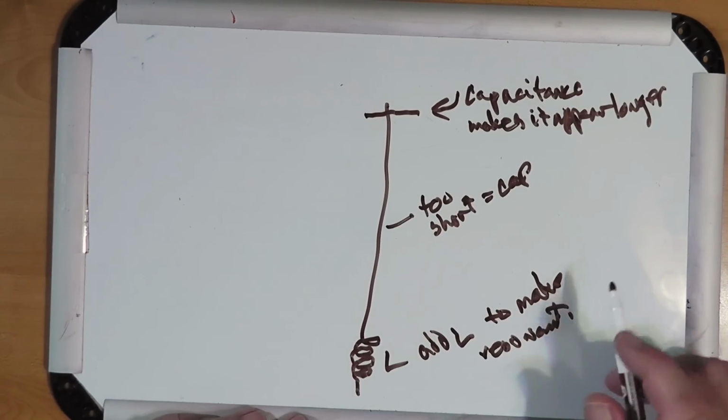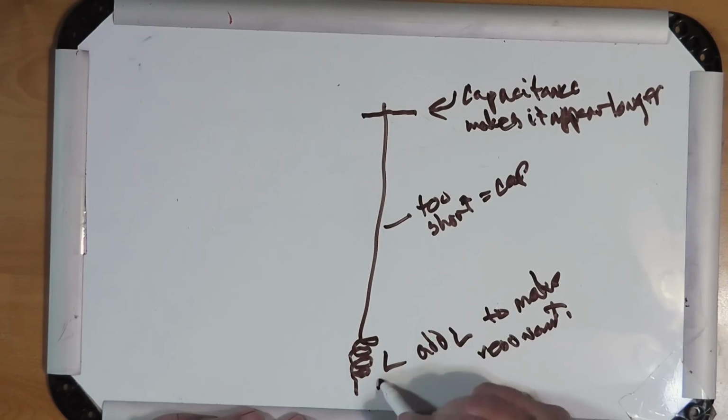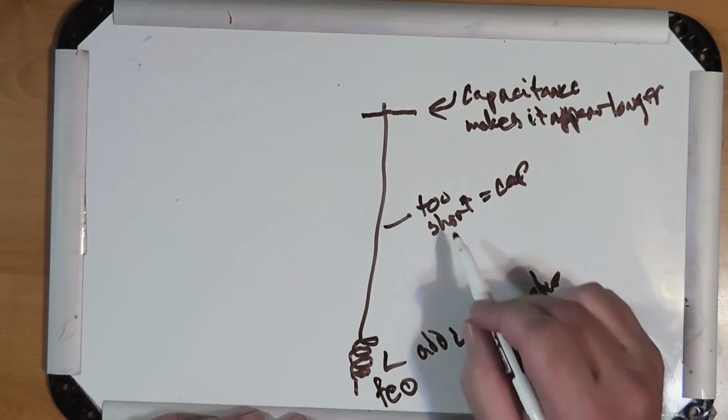And now I notice this is what's happening. This will make it appear longer here. This will make it appear longer here. This is the fed end. This is the non-fed end. What part radiates?